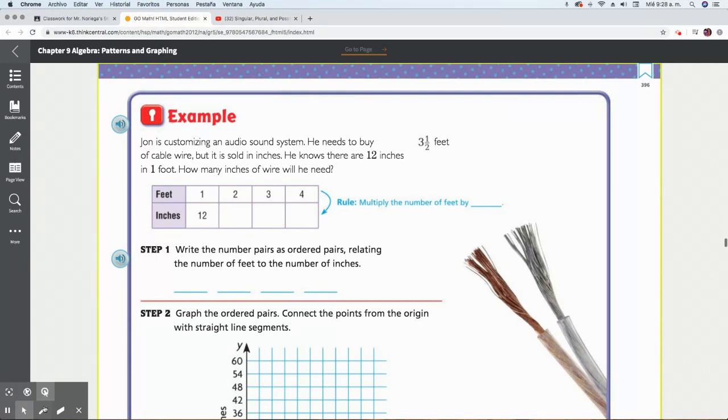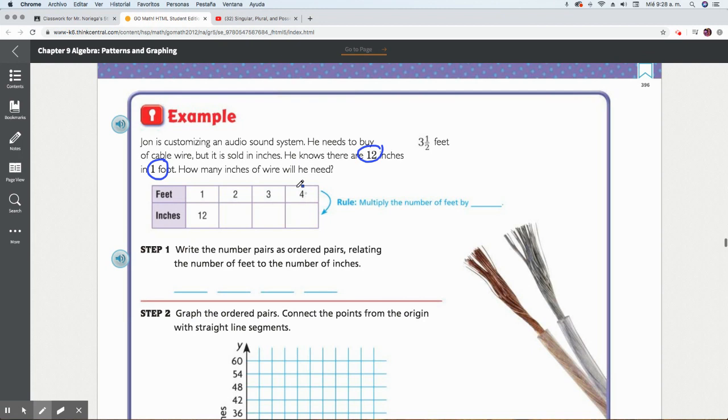Okay, so we're going to use the number of inches in 1 foot to create a table. The first line represents feet and the second line represents inches. In 1 foot, you have 12 inches. How many inches are in 2 feet? How many inches are in 3 feet? How many inches are in 4 feet?